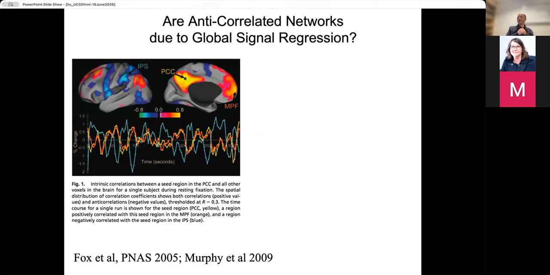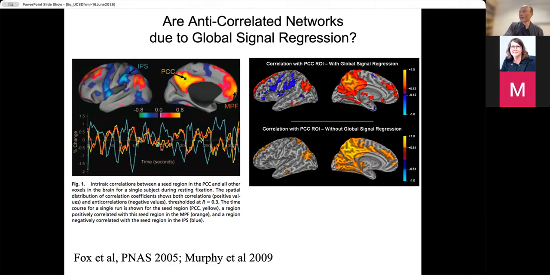But one of the caveats with this paper is that these results are attained if you do global signal regression. So a few years later, Kevin Murphy from the NIH group came out with a paper showing that this is just an artifact. This doesn't really exist in the brain. If you do global signal regression, yes, you get these anticorrelated networks, but if you don't, you don't. So there is no such thing as anti-correlated networks.